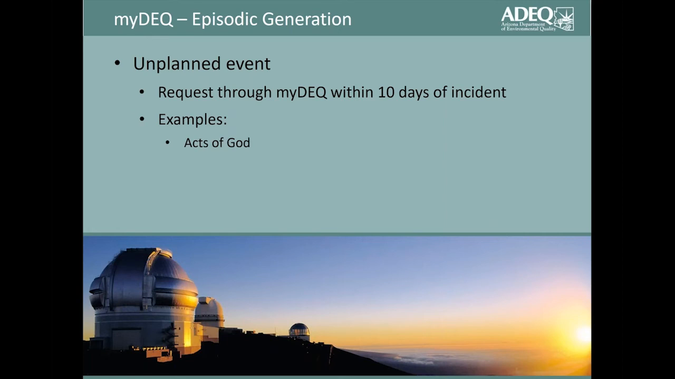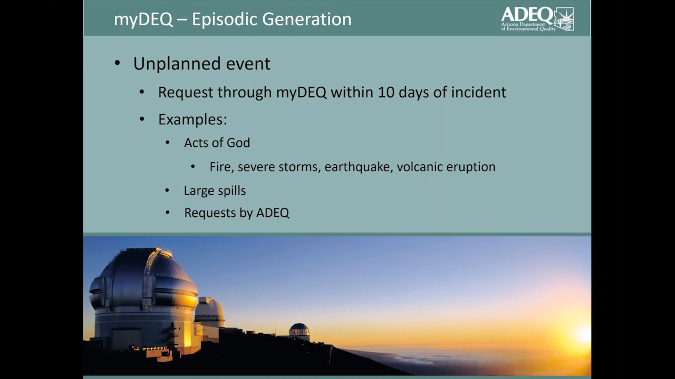Examples of unplanned events are what I call acts of God, and these include fires, tornadoes, hurricanes, earthquakes, and volcanic eruptions. None of those really happen too often in Arizona, except for the fires. But they also include large spills and requests from ADEQ to remove hazardous waste from a site, perhaps due to a complaint or an inspection.